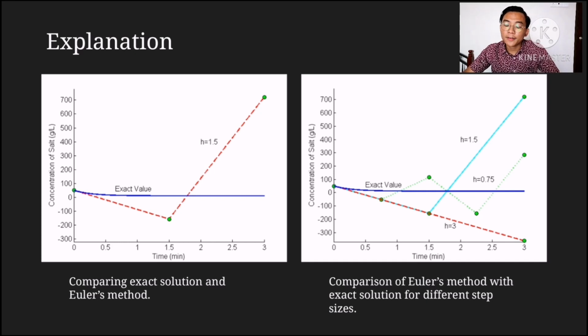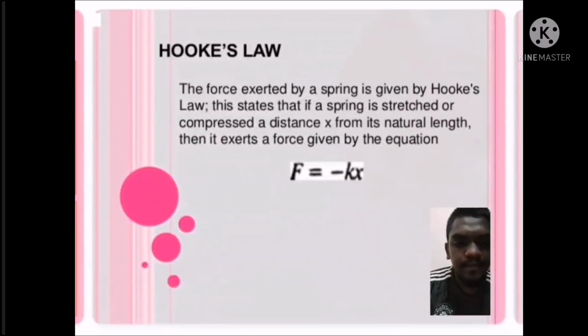So how do we find a value closer to the exact value? We can do it by using a smaller step size, smaller than 1.5. By using a smaller step size, the value will be more accurate, closer to the exact value. So that's all from me. Thank you.